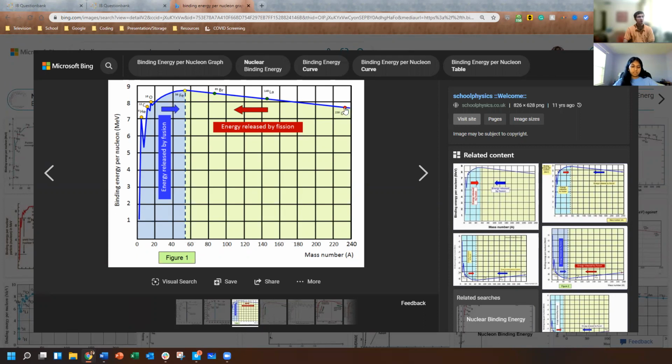But really, if you go from 238 all the way to 120 and 130, you're doubling that essentially, right? Because there's two daughter nuclei. So overall it's okay.